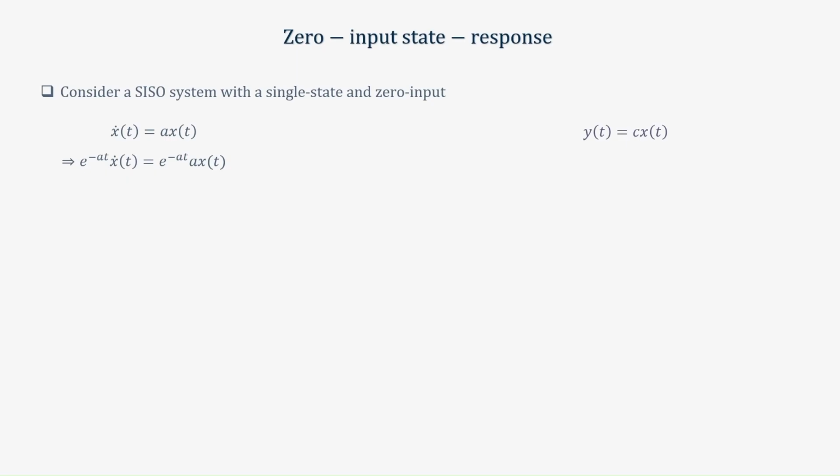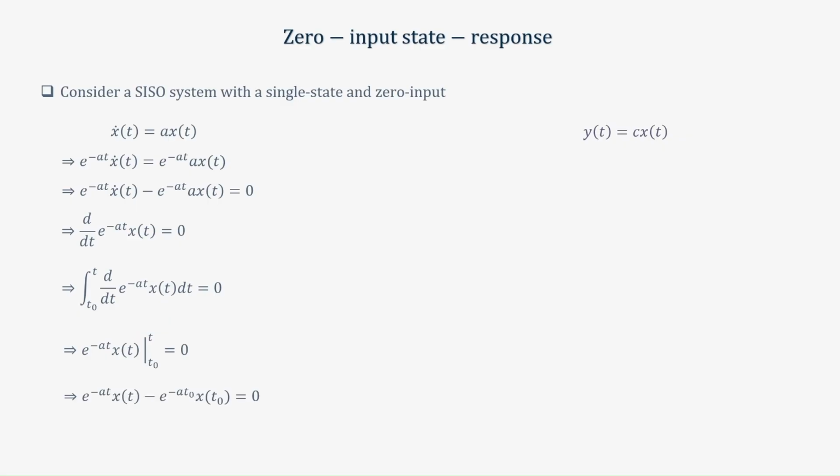If you multiply both sides by e to the power of minus at, then you can take the right hand side to the left and write it in this form. The quantity on the left hand side is nothing but d dt of e to the power of minus at x of t. Now you can integrate both sides from t naught to t, where t naught is the initial time. The differentiation and integration cancel, and you have to evaluate the function at t naught and t. So, finally, the expression that you will get is e to the power of minus at x of t equal to e to the power of minus a t naught x of t naught. So, the final expression will come out to be this.